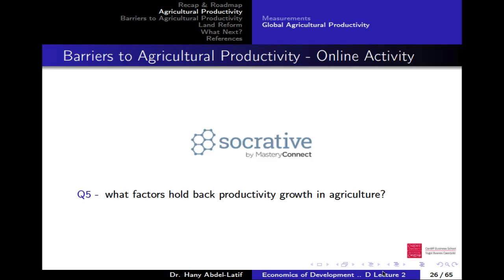Okay, so the question now. The conclusion from all these figures, maps and video is telling us one thing, only one thing, okay? Productivity is very low in poor countries. I'm talking about agriculture productivity. It's very low in poor countries. My question now: what factors hold back productivity growth in the agriculture sector in poor countries?